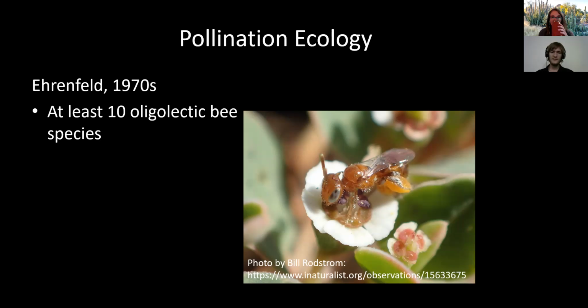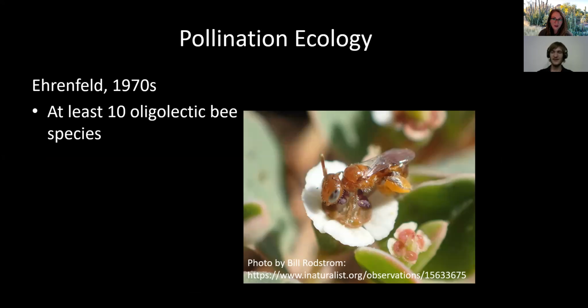And it's really the only big pollination study that I think has been done in this section. But what they found is that there are at least 10 oligolectic bee species. And oligolectic means that it specializes on collecting the pollen of these species. And one of my favorites in this group is this little bee called Perdita minima. And that's what's figured on the right here. And this is actually the smallest bee in North America and comes close to being the smallest in the world, but there are a couple of species that beat it out in Australia.